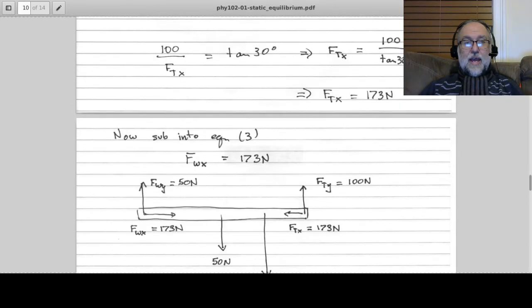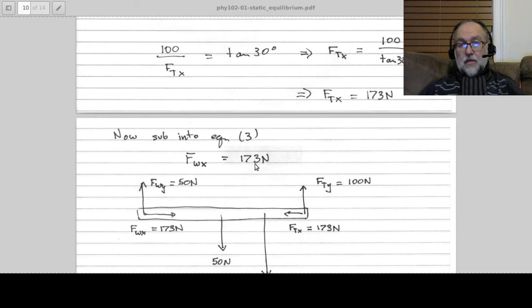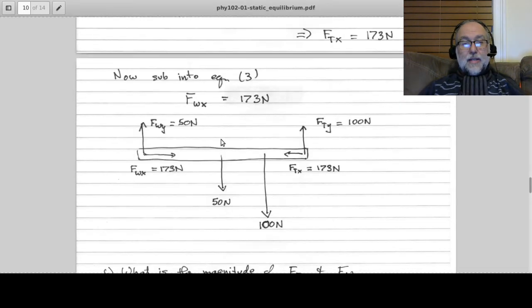Well, now I can substitute into equation 3 and get FWX, because remember, FWX was balancing against FTX. The x component of the wall force and the x component of the tension force were balancing. I have the x component of the tension force, so the x component of the wall force has to be also 173 newtons. And now we can go back to that free body diagram, which I just redrew here, and we can put in all the numbers.